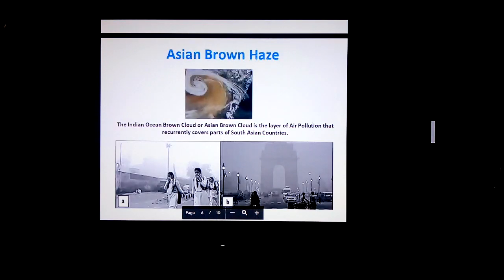Now, Asian brown haze. Indian brown cloud or Asian brown cloud is the layer of air pollution that recurrently covers parts of South Asian countries. You can see in Delhi a lot of pollution, and in certain areas Delhi suffered, and children used to go with the mask, closing their nose and mouth, isn't it? They suffer with a lot of bronchial asthma, asthmatic diseases, lung disorders, all this.